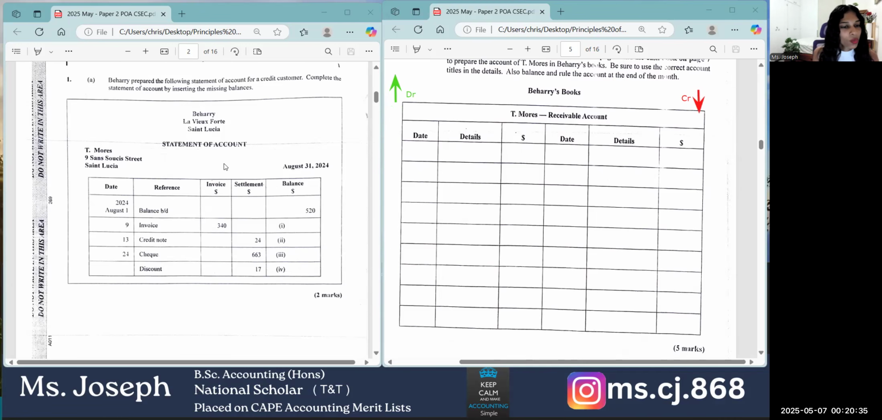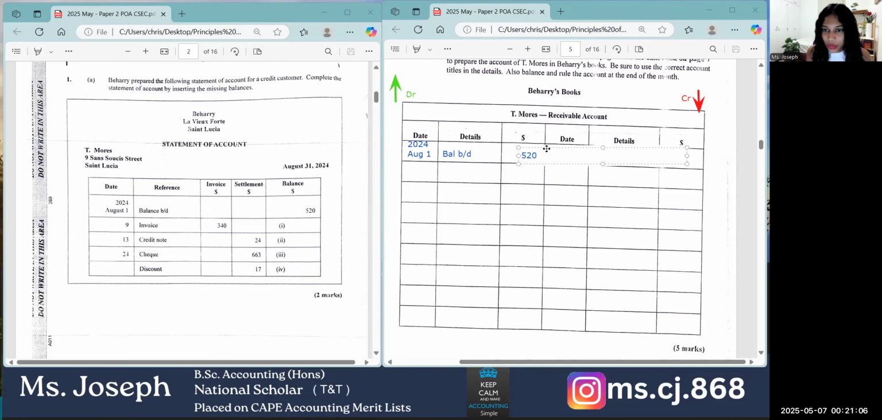Let's go. We're starting with August the 1st balance brought down. So we're going to enter this directly as is. And because this type of account is an asset, the balance will naturally show up on the debit side. It's in the year 2024, August 1st. This is the balance brought down. That would be the balance brought down from July.